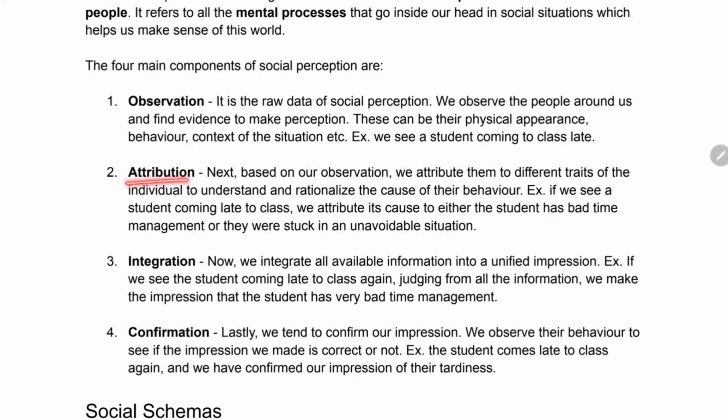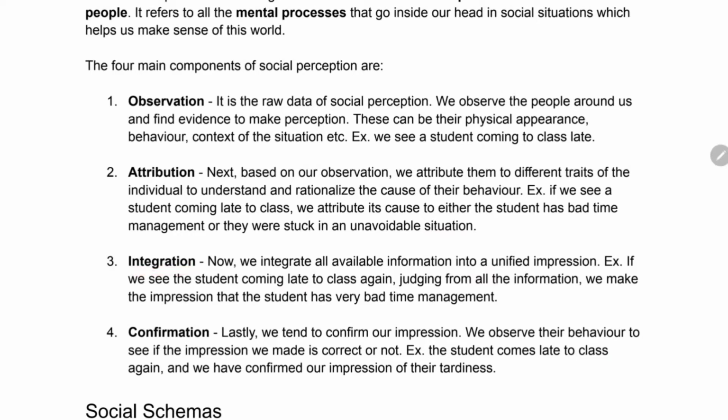Secondly, there is attribution. After making our observation, we attribute those observations to different traits of this person. For example, we saw the student coming late to class. We attribute this to either the student having very bad time management or that they were stuck in an unavoidable situation. The third step is integration.